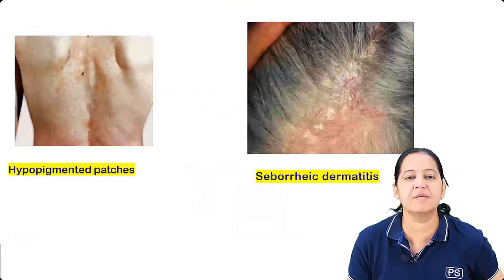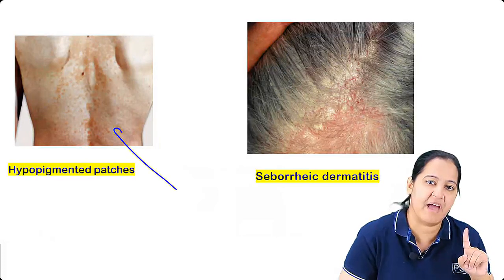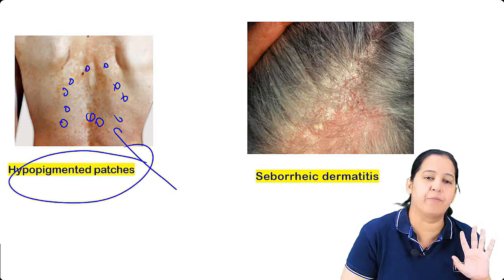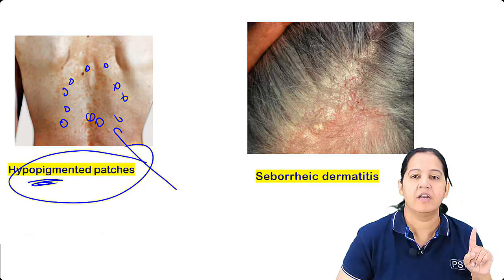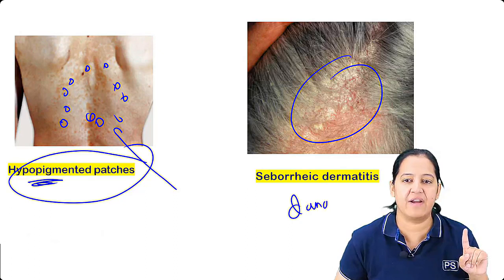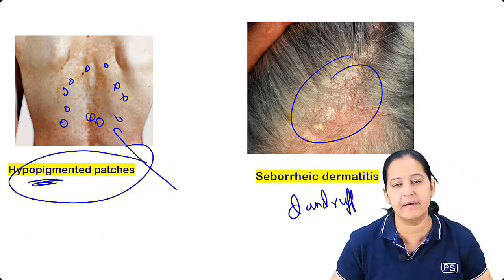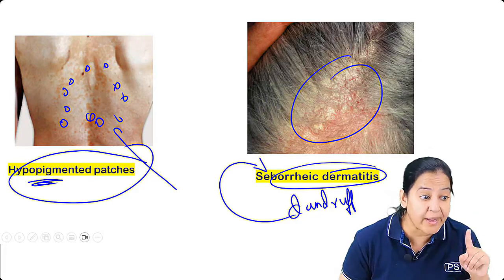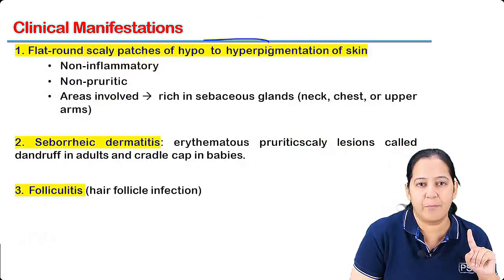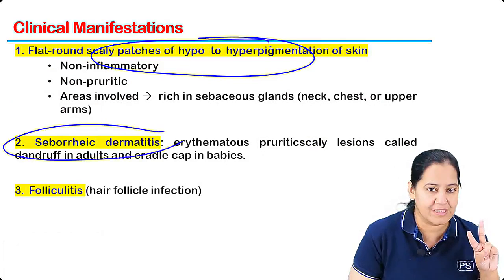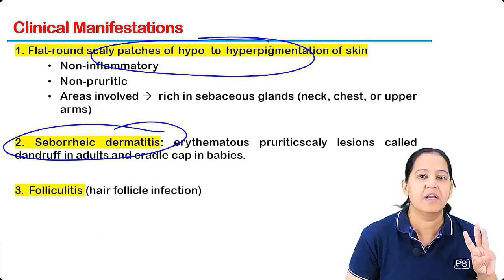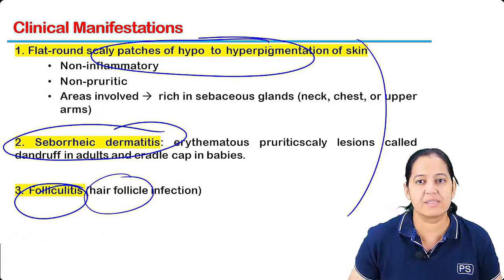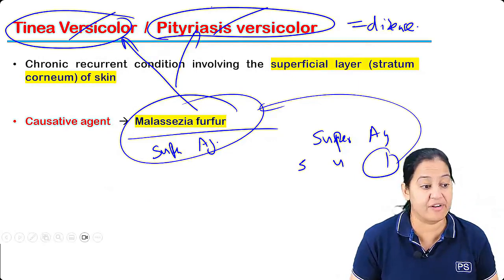So what are the symptoms? Number one, the patient has hyper or hypopigmented patches, mostly hypopigmented patches. Number two, the patient has dandruff. Dandruff is a condition of the hair, known as seborrheic dermatitis. So basically, it causes pigmented patches, number one. Number two, it causes seborrheic dermatitis, that is dandruff. Number three, infection of the hair, folliculitis, that is hair follicle infection. So this disease has three symptoms. Maybe I have written the symptoms also in the chart.